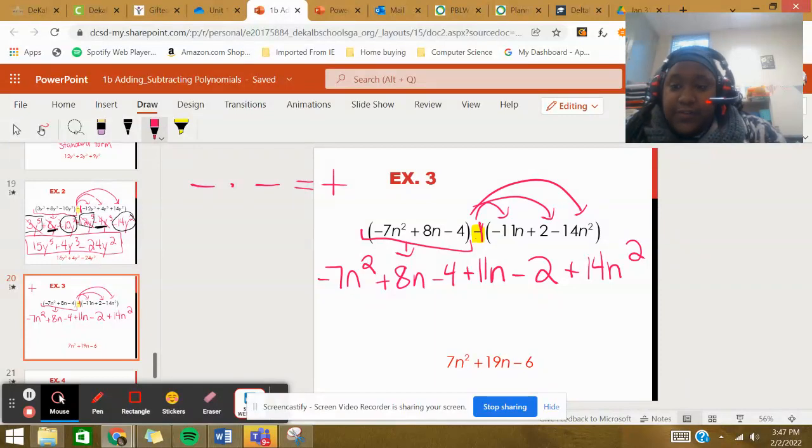Okay, so I did the first step, which was distribute a negative. The next step is now combine my like terms. Guys, you can color code, you can draw shapes, just whichever one works best for you.